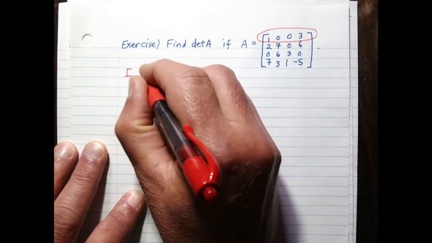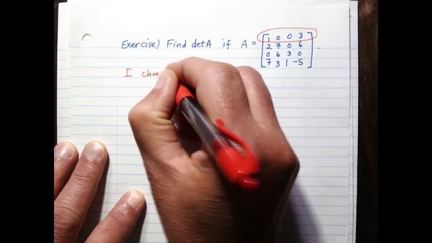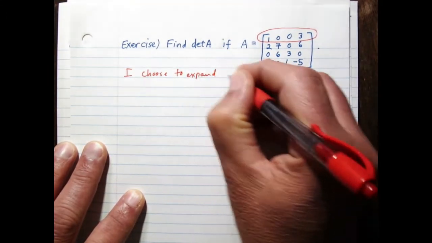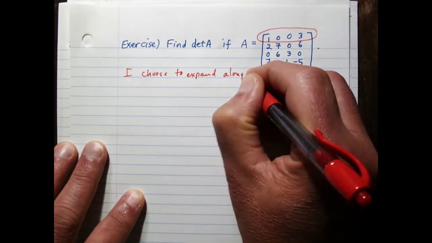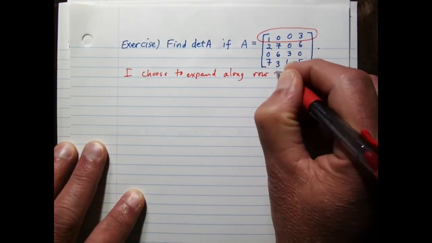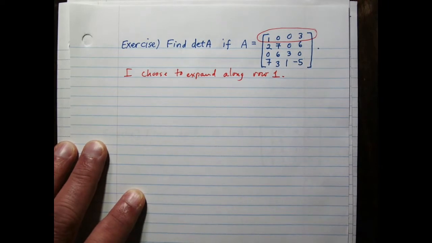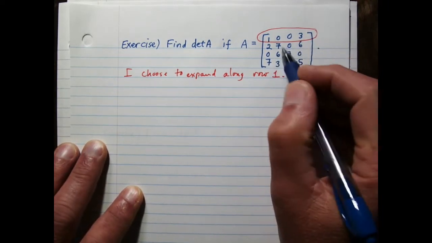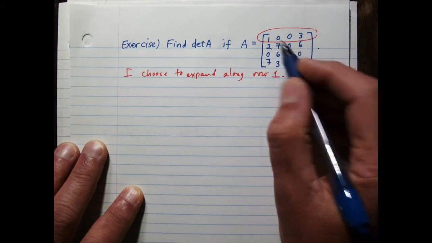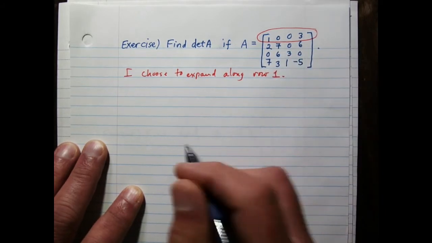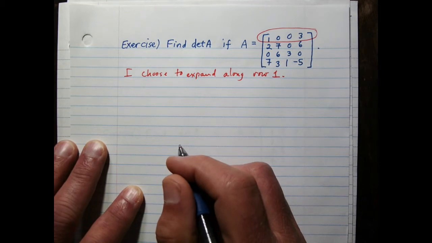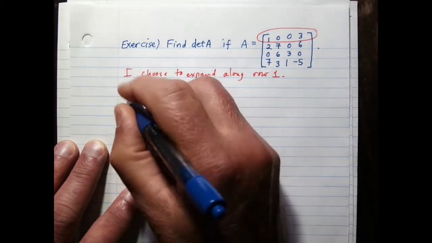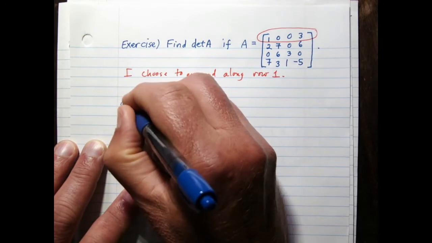So I choose to expand along row 1. But you don't have to. If you want to be different, or if you're just some sort of masochist, you could pick row 2 or column 2, and you'll just have a lot more work to do than we have for row 1. Now, okay, let's start writing this out.